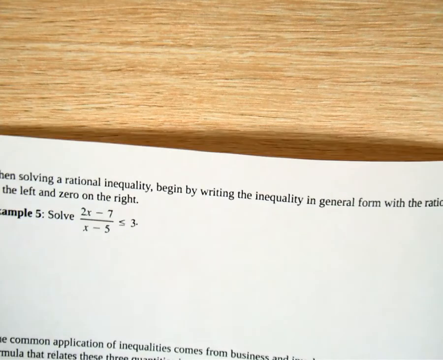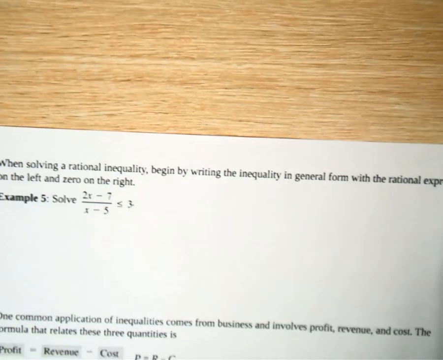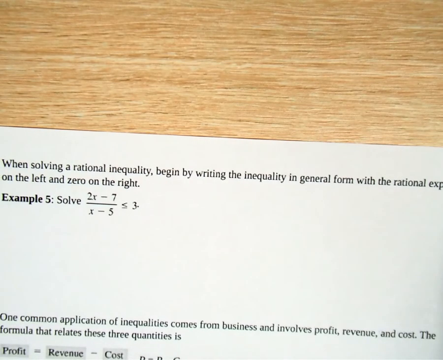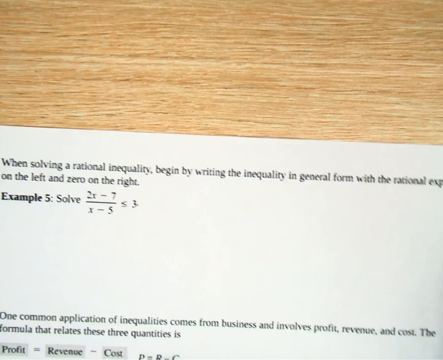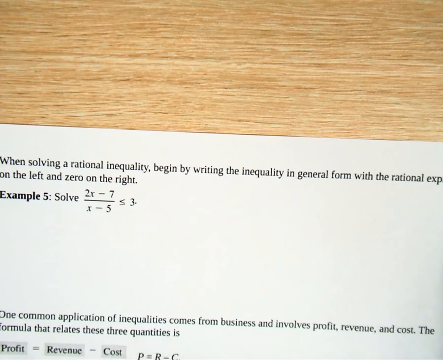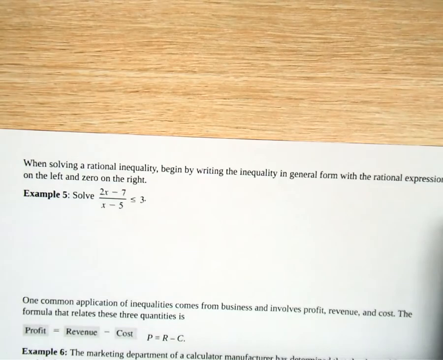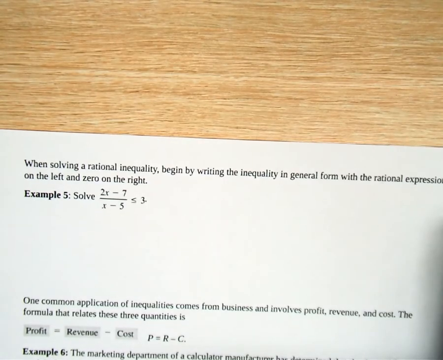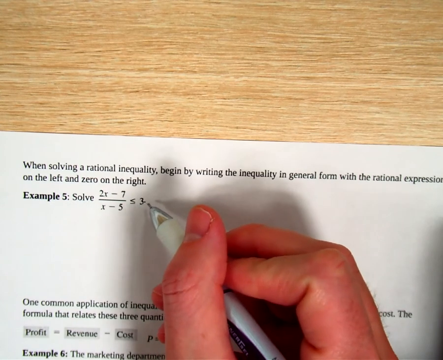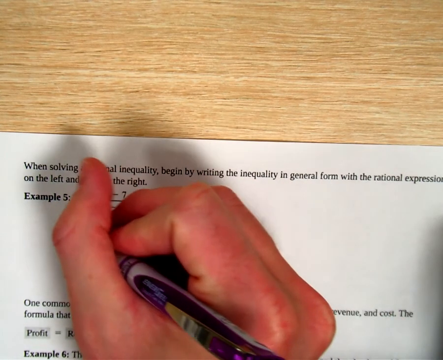Okay, rational inequalities. Still the same game. Key numbers are what's going to make the top equal 0 and also the bottom equal 0, because those would be vertical asymptotes, and then we can switch signs there. So again, we want this less than or equal to 0, so we're going to -3.